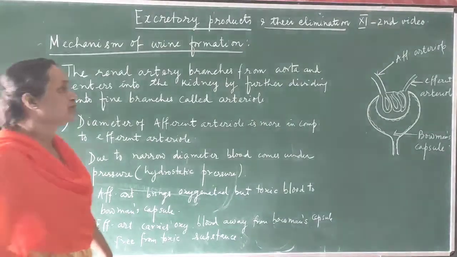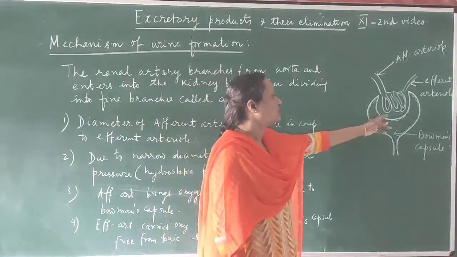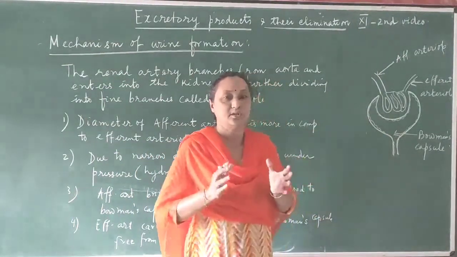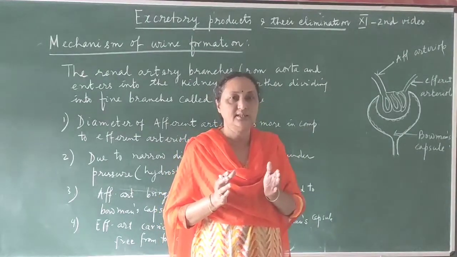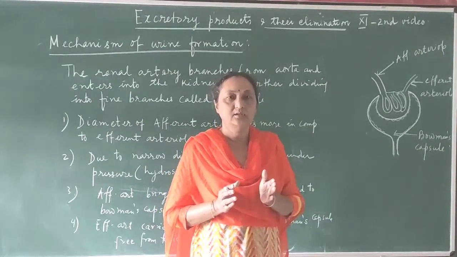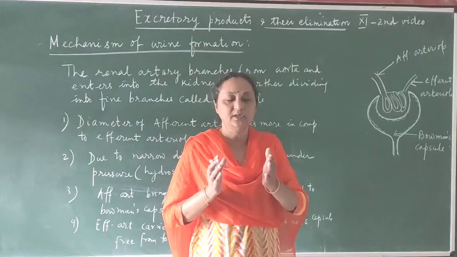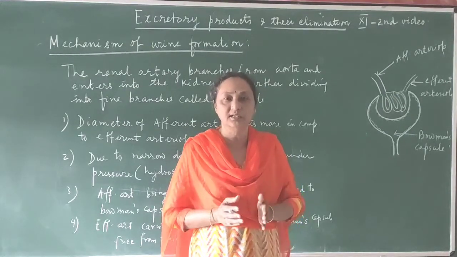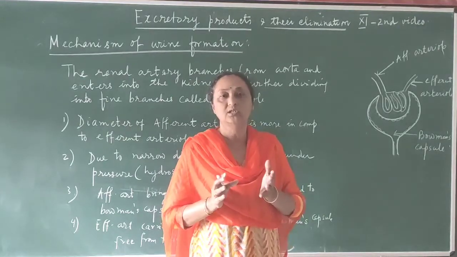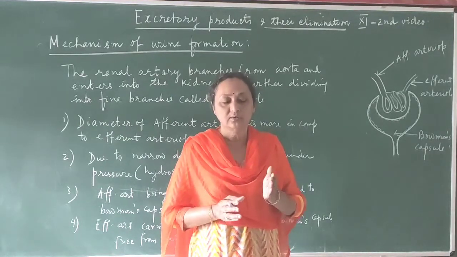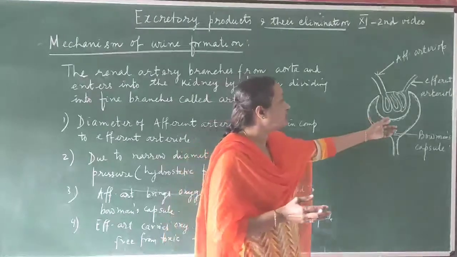The filtration which takes place in Bowman's capsule happens under pressure, because the blood has a hydrostatic pressure. The maximum part of the plasma is water. With the help of the hydrostatic pressure, the filtration of the blood takes place, and all the poisonous compounds in the blood are filtered out into Bowman's capsule.